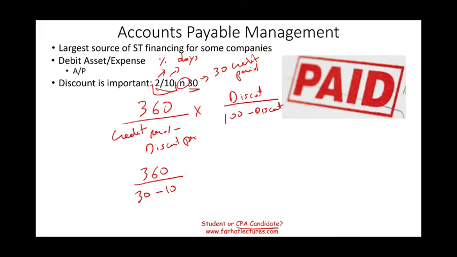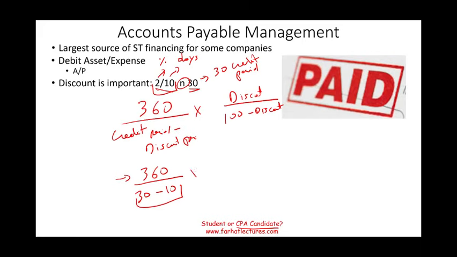So here's what's happened. You take 360, which is how many days in a year. And if they told you to use 365, use 365. Usually they're going to say 360. Be careful whatever they tell you in the problem. 360 divided by 20. Now, what is this 20? This is how many days you are paying earlier. So you are saving 20 days.